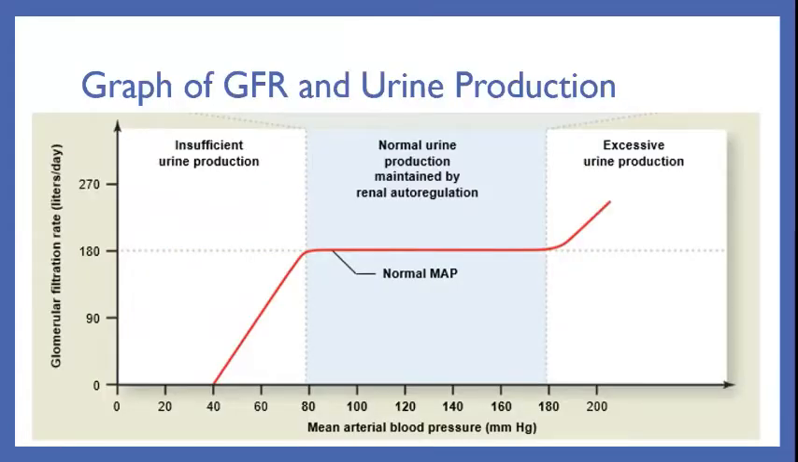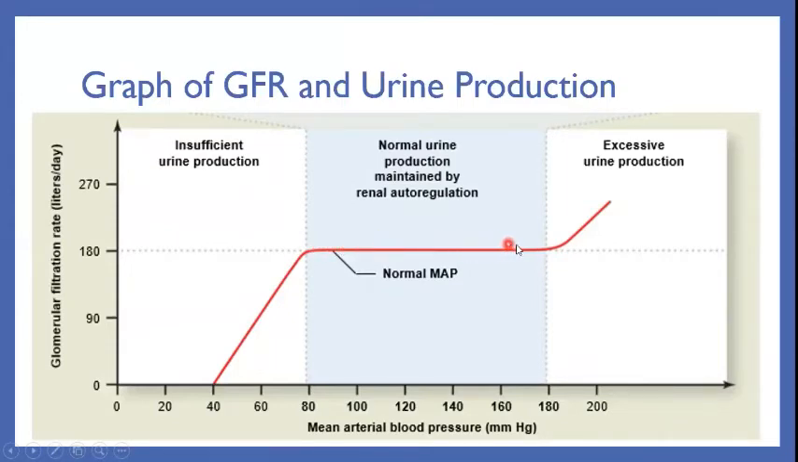This graph shows us our glomerular filtration rate as it's affected by the mean arterial blood pressure. If your blood pressure is too low, if it's 40, then we're not going to be able to properly produce that filtrate. But as we go up and get more to normal, say we get to an 80 mean arterial blood pressure, then we're able to have normal urine production.